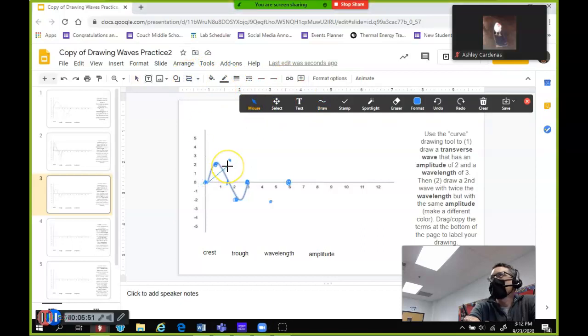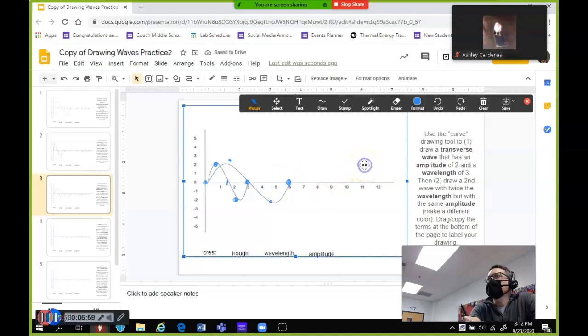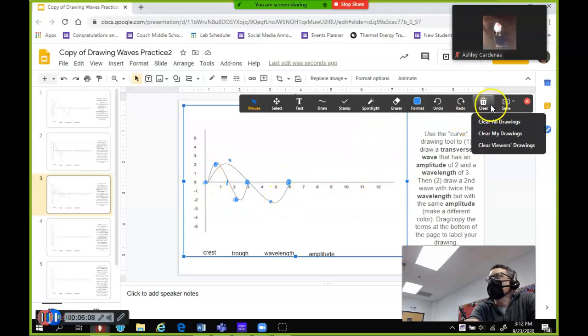So if I come through and connect these again with my little tool up there, it's going to put here, basically here, here. And so that is what the end of our third slide should look like. So I got 2 waves, identical amplitudes, but the second one's got a little bit longer wavelength to it. So if I clear off my dots, it would end up looking kind of like this.